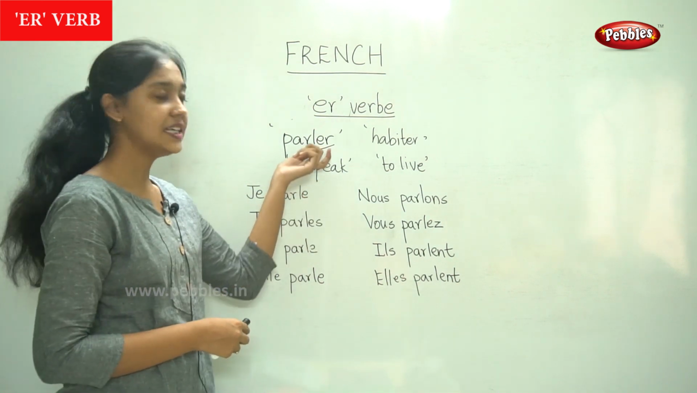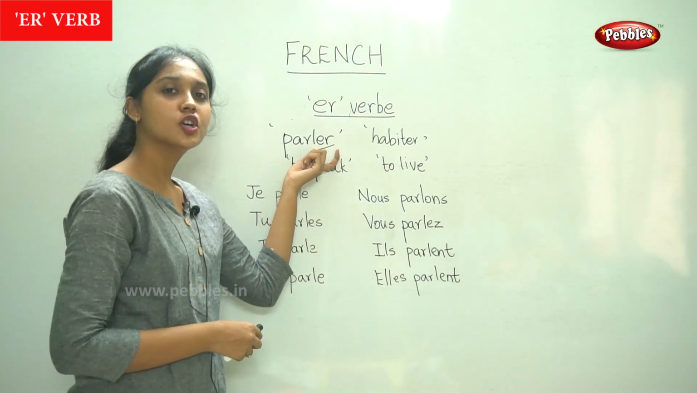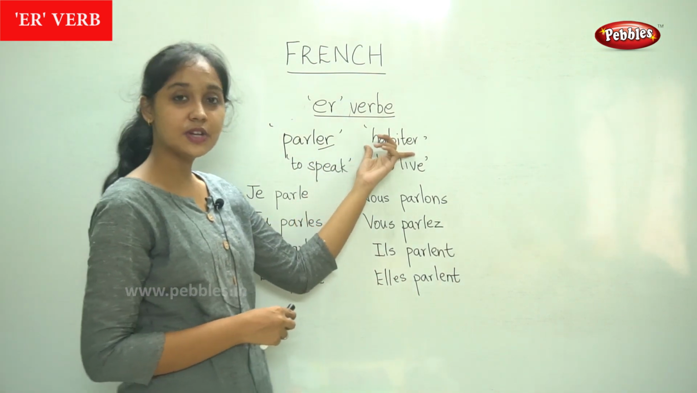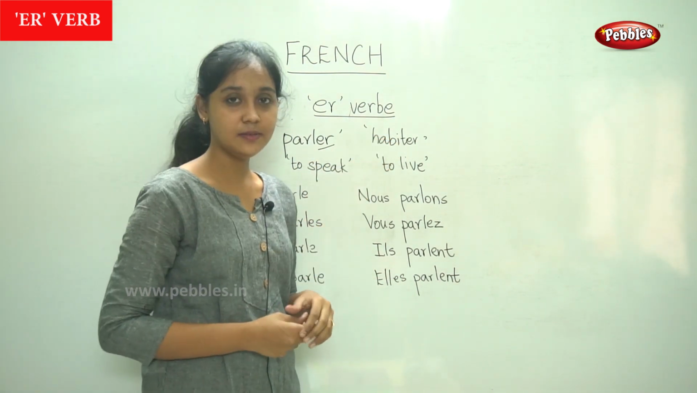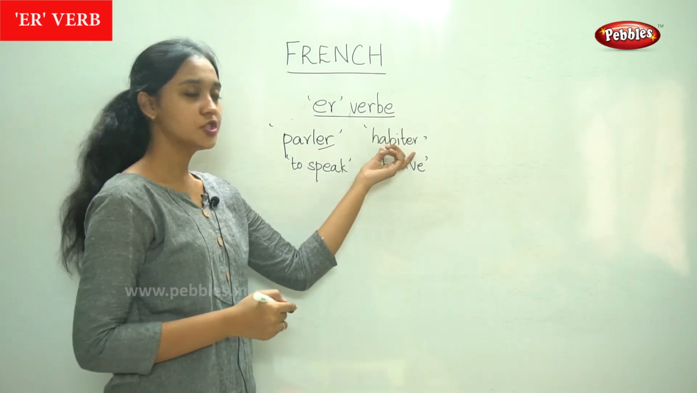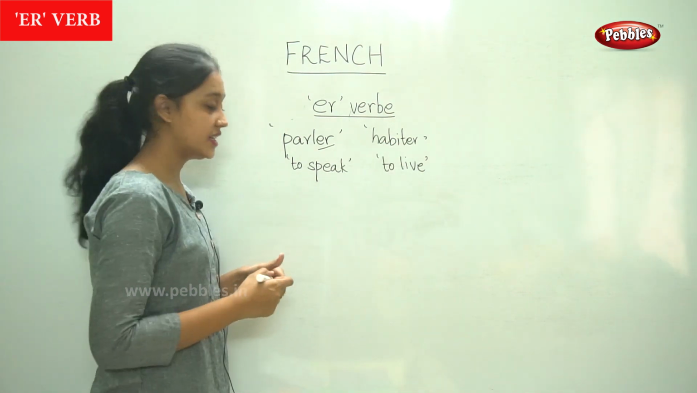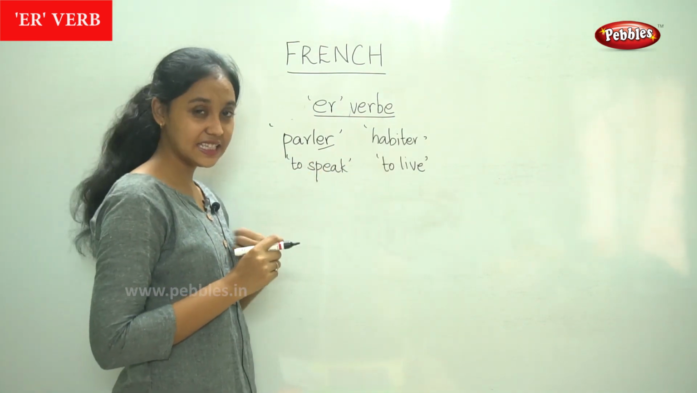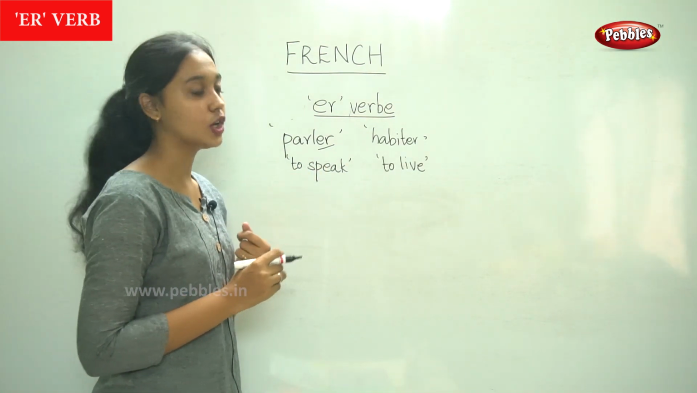So this is an ER verb. So the conjugation was simple. Now, shall we try to conjugate the next word? Moving on to our next verb, habiter. So since we already know the conjugation, it is easy. So try doing this along with me.